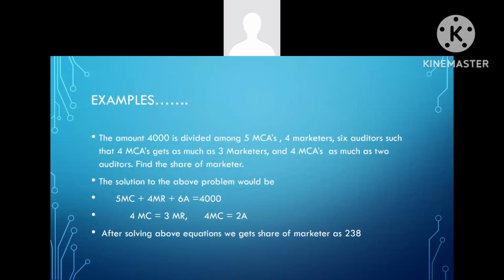Next comes another example. The amount 4000 is divided among 5 MCAs, 4 marketers, and 6 auditors, such that 4 MCAs get as much as 3 marketers and 4 MCAs as much as 2 auditors. Find the share of a marketer. The solution: 5 MC plus 4 MR plus 6A equals 4000. 4 MC equals 3 MR. 4 MC equals 2A. After solving the above equations, we get the share of a marketer as 238.